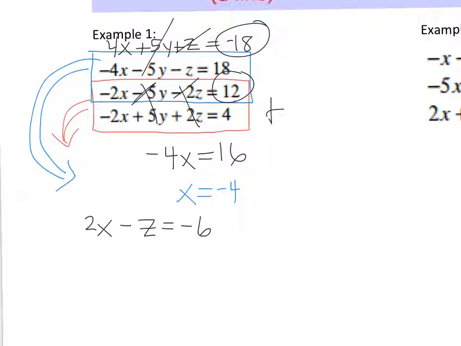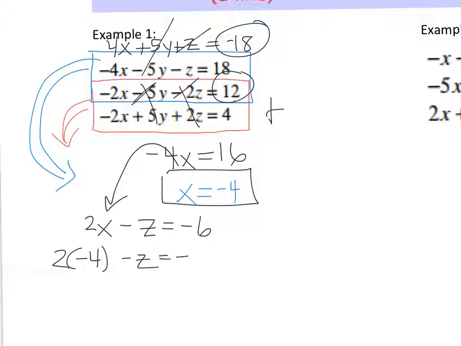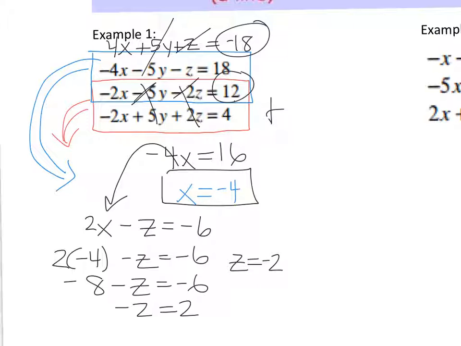If I know that x equals negative 4, I can plug negative 4 in right here. So it's 2 times negative 4 minus z equals negative 6. So negative 8 minus z equals negative 6. Negative z equals 2. Z equals negative 2. So I have x and I have z, and all I'm missing is y.